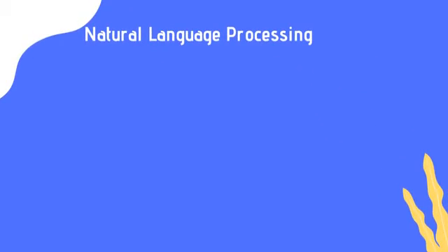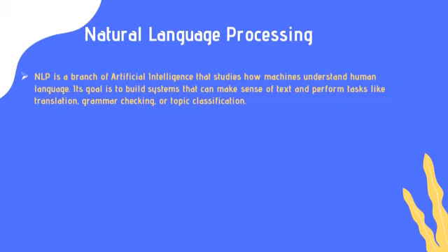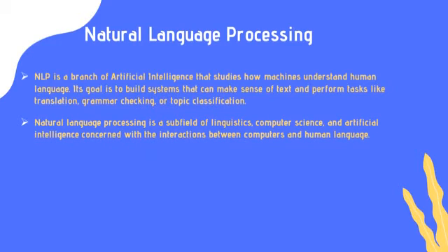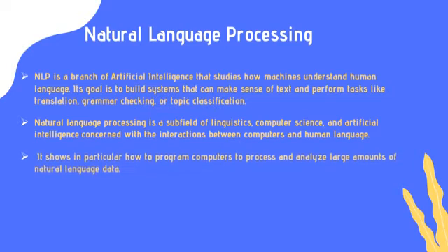Let's see about natural language processing. NLP is a branch of artificial intelligence that studies how machines understand human language. Its goal is to build systems that can make sense of text and perform tasks like translation, grammar checking, or topic classification.